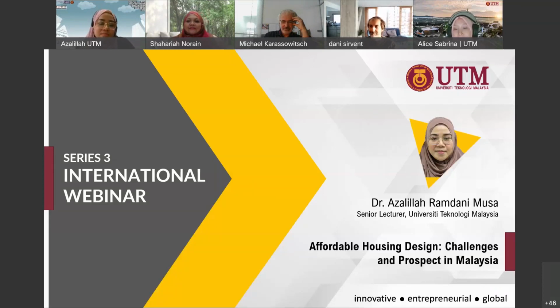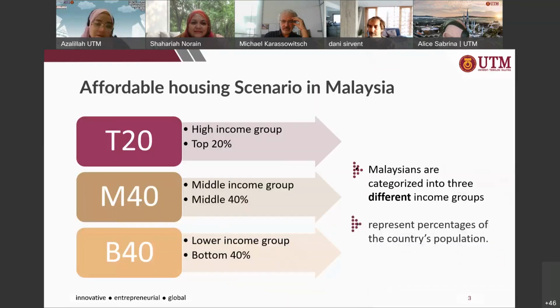So my talk today is about affordable housing design challenge and prospect in Malaysia. Basically, when we talk about affordable housing in Malaysia, we need to know what the income level in Malaysia is. So here is a housing affordability scenario. In Malaysia, we have classified three main groups, which are T20, M40, and B40.